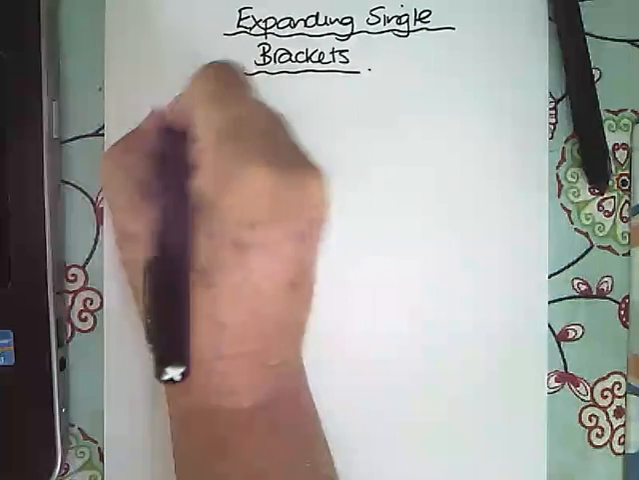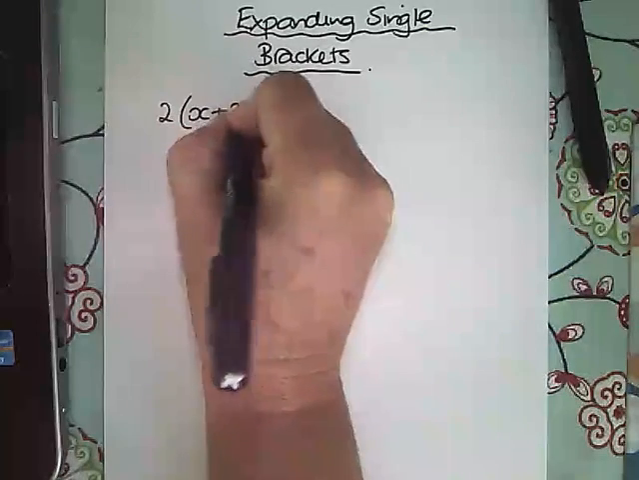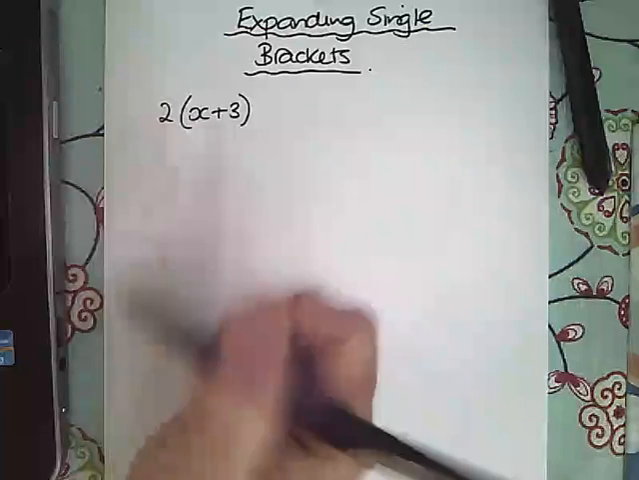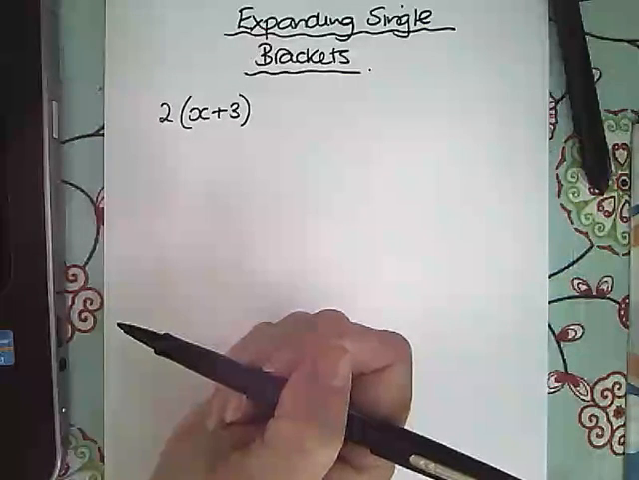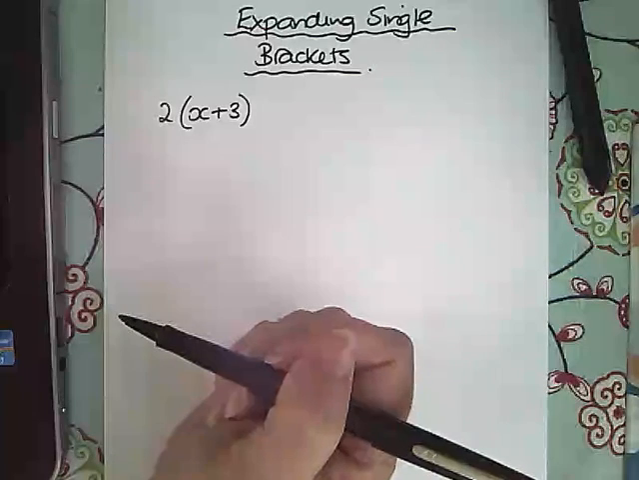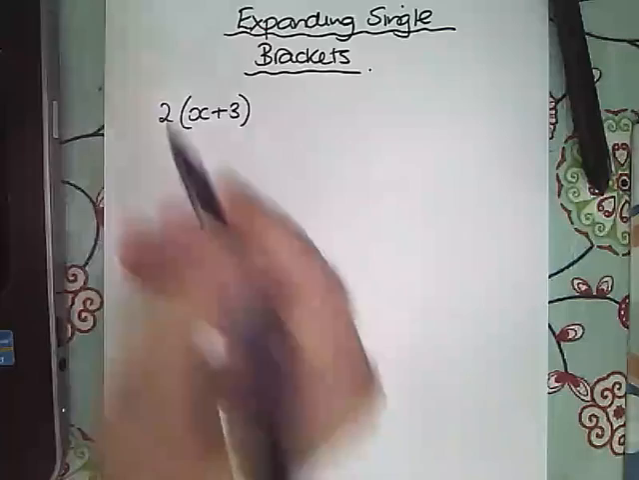So we have here a single bracket with some algebra inside it, and what this is telling us is we have got two lots of this bracket. So when we are asked to expand this bracket, it means we need to do something so that the bracket is no longer there, and that's not just get rid of the bracket, it is something mathematical.